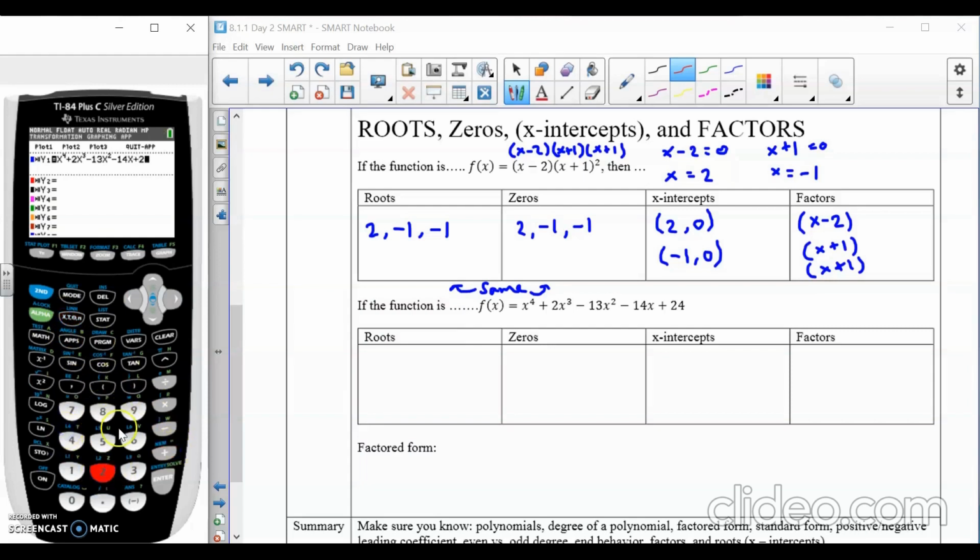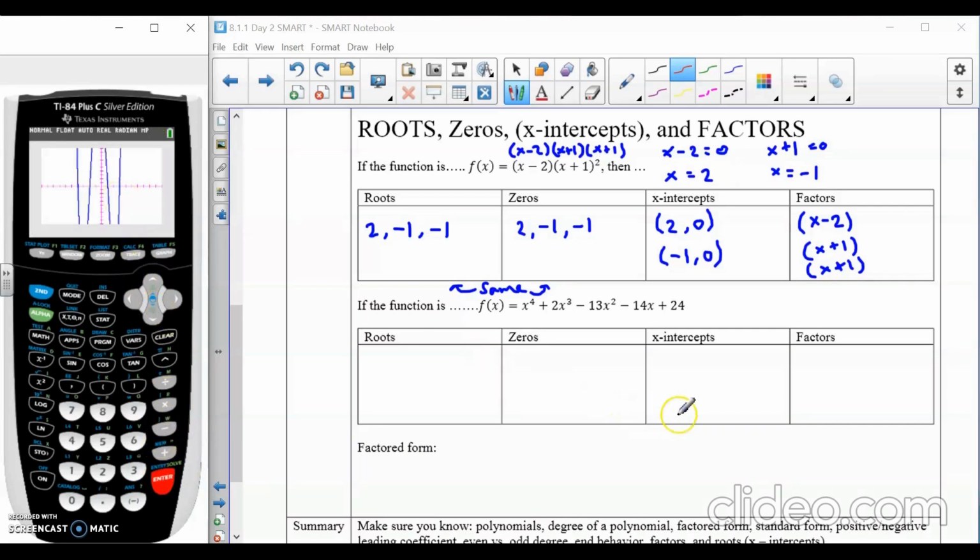24. Okay, so let's just check to make sure we wrote it right. x to the fourth plus 2x cubed minus 13x squared minus 14x plus 24. That looks right. And let's go ahead and graph that. All right, and I do like to look at things in the standard zoom, so I'm going to go ahead and hit zoom and go to that sixth option where it says zoom standard. This will give us a nice 10 by 10 view.